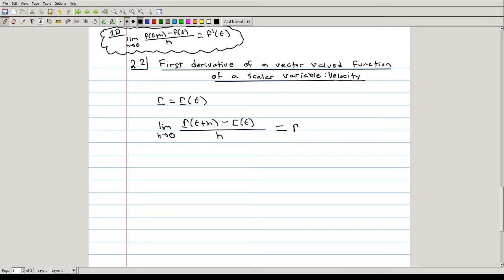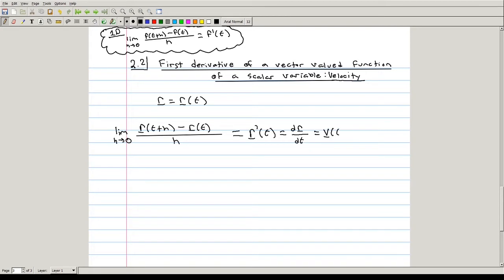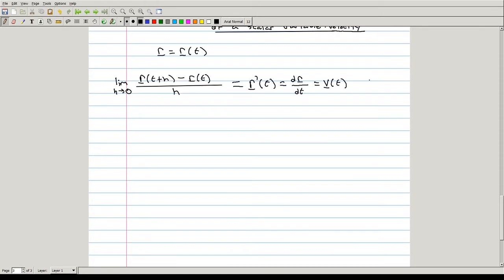And we call this the first derivative, or r prime, of this vector valued function. Another notation is dr dt. This is in fact the definition of what's called the velocity of a parametric curve, which we denote by v of t. Now, it's fairly straightforward to show that this expression is independent of coordinates because it's just dealing with the vector itself.